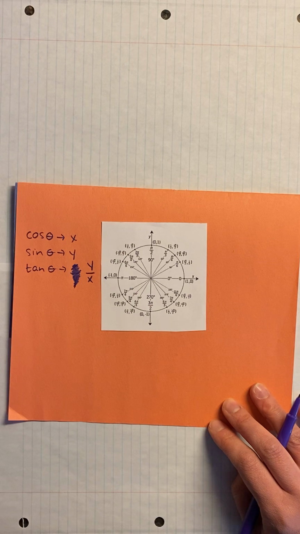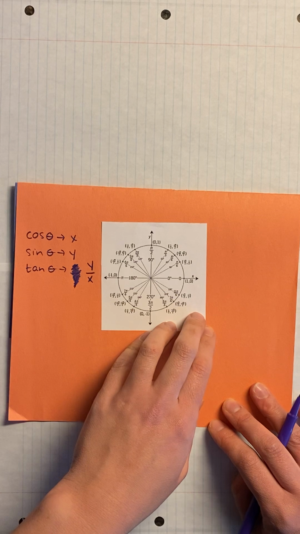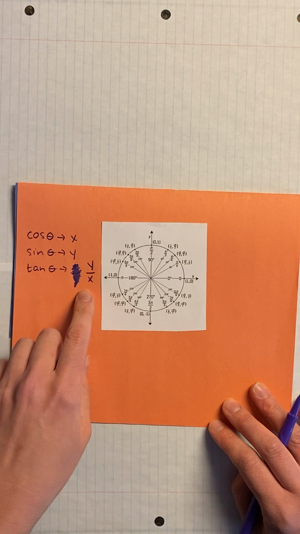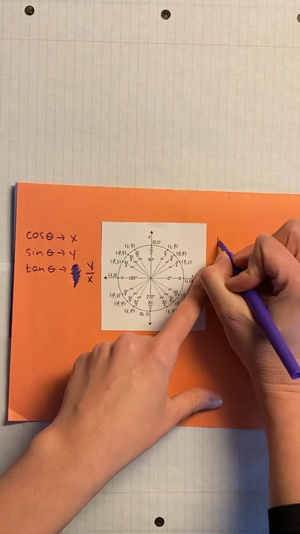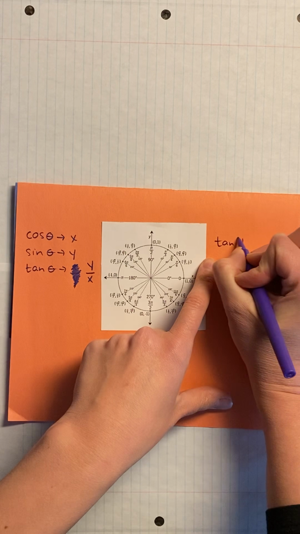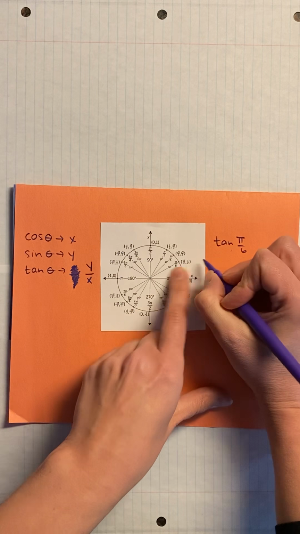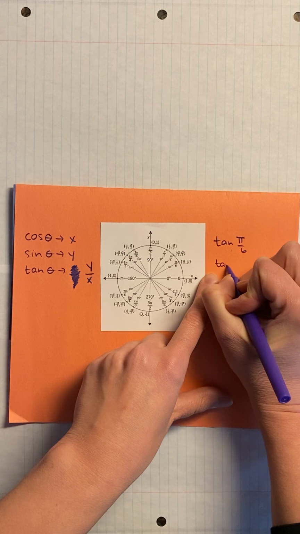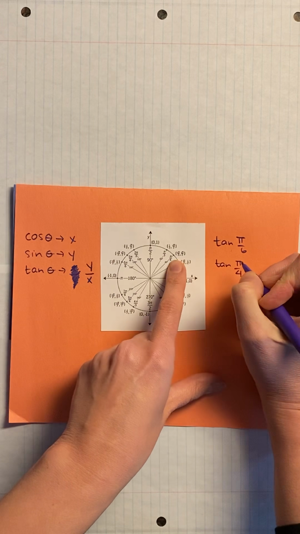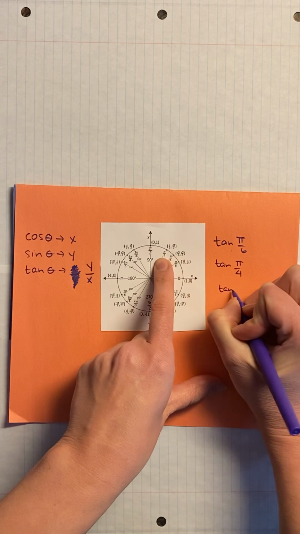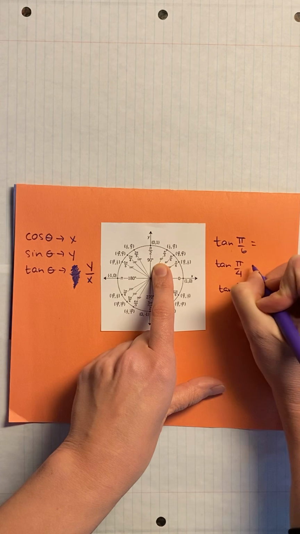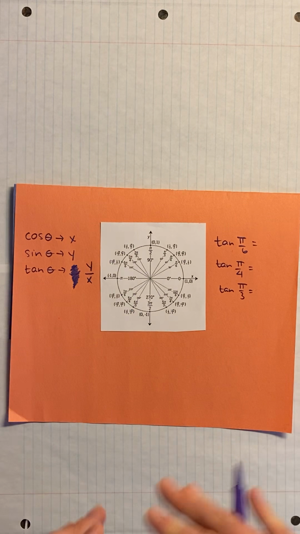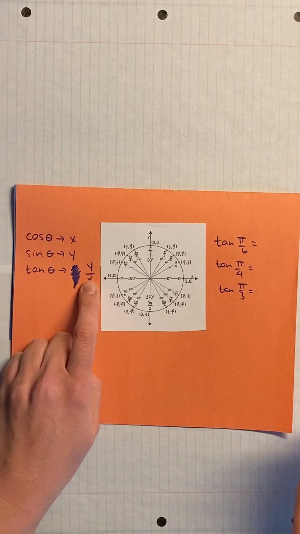A couple of other things that are kind of nice to have on hand. We know that tangent is probably the hardest one to calculate on the unit circle. So the other thing that sometimes we might want to put is tangent of pi over 6, which is 30 degrees. Tangent of pi over 4, which is 45 degrees, and tangent of pi over 3, which is over here at 60 degrees. So what I would do is sort of calculate y over x for all of those.